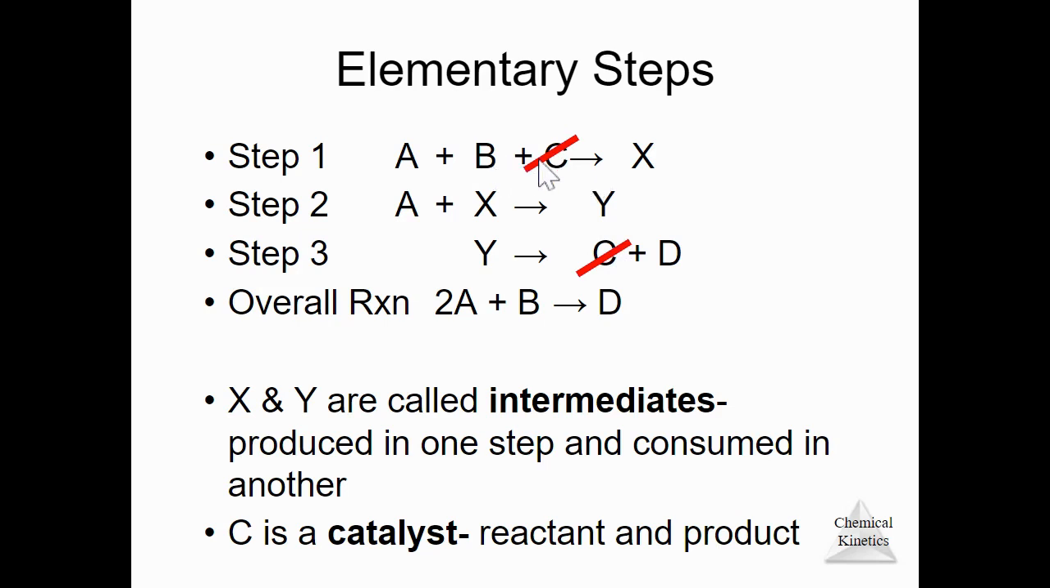If you have something that is produced in one step, like X, and then it's used up or consumed in a subsequent step, like it is here, that is called an intermediate. So X is an intermediate. Y is also an intermediate. It's produced in step 2, but then it is consumed as a reactant in step 3. So you should know how to identify catalysts and intermediates, and that's typically a question you see anytime you're asked to work out a mechanism problem.